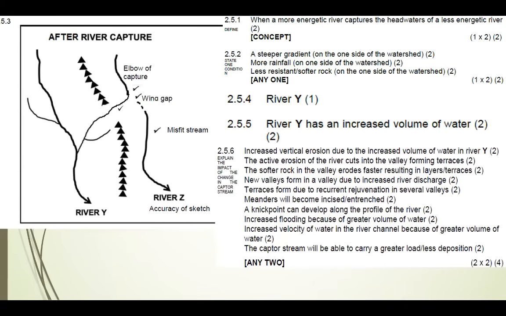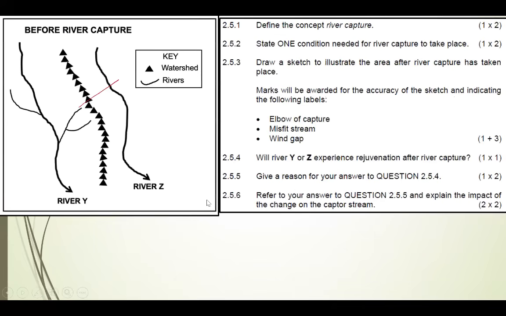So this is river Y. It is going to experience rejuvenation because it is going to gain more water. But river Z cannot rejuvenate because it has lost water, so it has lost energy. The question says, give reasons for your answer. We have already given that answer. And explain the impact of the change on the captured stream.